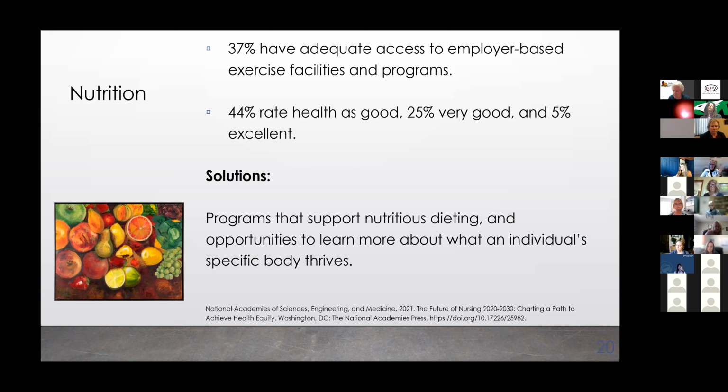All right, 37% have adequate access to employer-based exercise. So this is just what I was talking about, right? 44% rate health as good. These are 44% of primary healthcare workers. They say their health is good, 25% very good, 5% excellent. Obviously, we really want to have the excellent on the higher number.